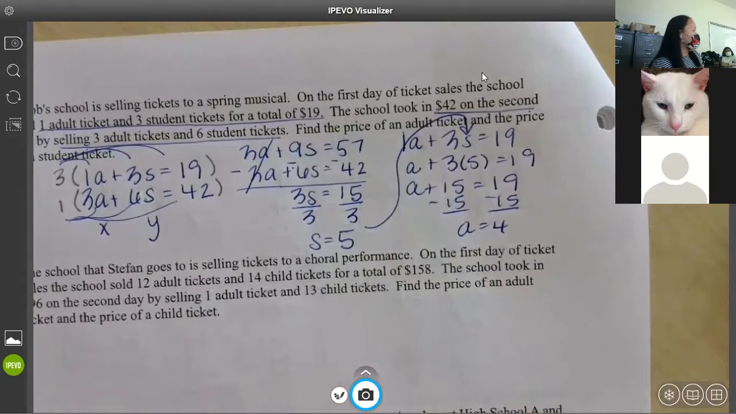I'm not going to do this one on Desmos because you guys already know how to use Desmos. I just wanted to remind you how to multiply. Okay, so that was it.